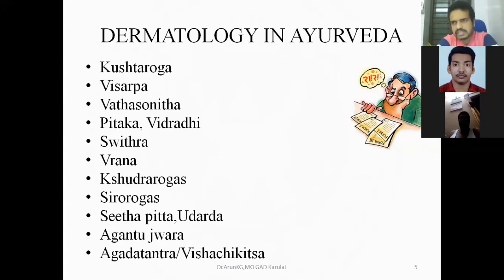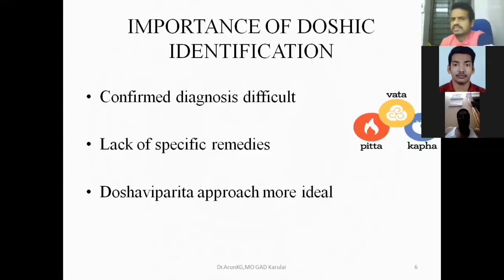In Shirorogas, alopecia-like conditions are mentioned. Then allergic manifestations can be seen in the Shitapitta and Udarda context. Then in Agantuja cases, acute manifestations can be dealt with in that context. Then insect bites and all are in Visha Chikitsa. So what is the importance of doshic identification here?